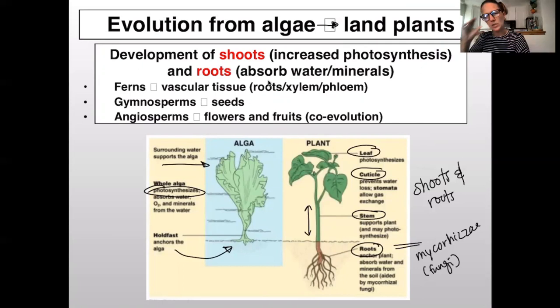All right. So if we look at the development of these shoots and roots, that was a huge evolutionary development as we went from algae to land plants, right? So the plants had evolutionary adaptations that increased photosynthesis. Right? So increased photosynthesis by growing those plants higher and higher so they had more access to that sun.